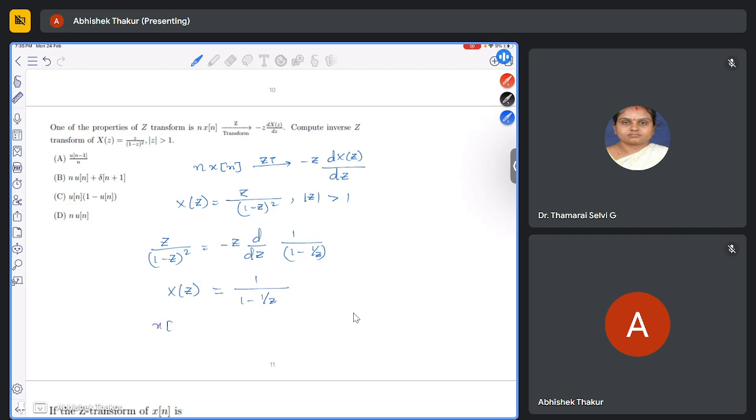So x(n) is equal to u(n), then X(z) is equal to 1/(1 - 1/z). But here it will be n into x(n). So n into u(n) is the correct answer for this question.